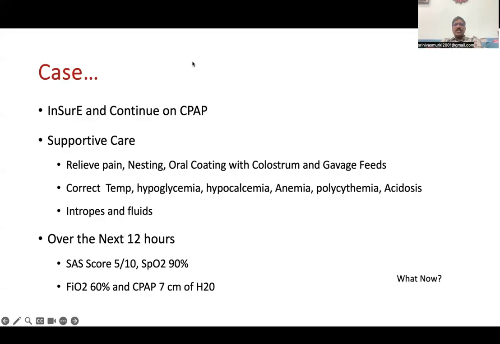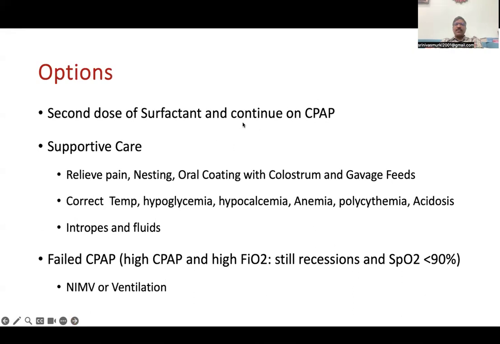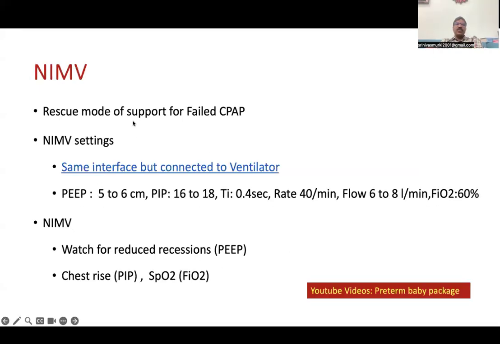One choice is ventilation, but we know that apart from ventilation, there are many other ways of taking care of this baby now. But if after all this he continues to require high CPAP pressure and high FiO2 and saturation less than 90, you can think of NIMV, nasal intermittent ventilation, and not ventilation. You can use nasal IMV, same prongs, same circuit. You shift from bubble to ventilator and do nasal IMV for this baby. Nasal IMV can prevent CPAP failure or decrease the need for ventilation. So this is called rescue mode of support for failed CPAP.